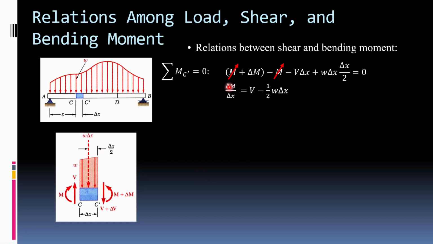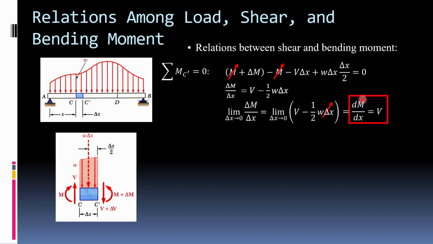So you have your change in moment over change in x is V minus 1/2 omega delta x. Let's take the limit of that as delta x goes to 0. If delta x goes to 0, then that term goes to 0. And so the derivative of your moment at any point is equal to the shear value at that point. Same deal, we can multiply through by dx and integrate it. The change in your moment from any one place to another is equal to the integral of V dx, which is the area under the shear curve.